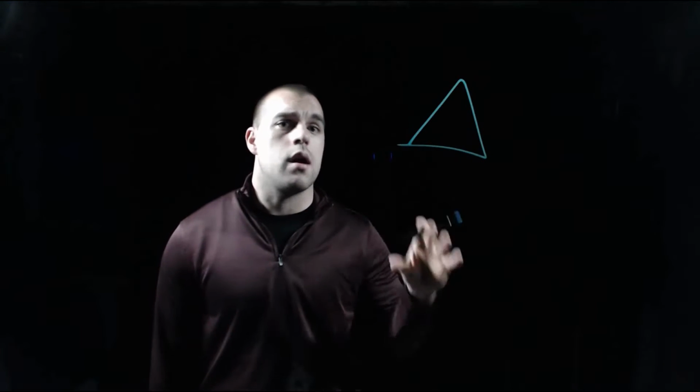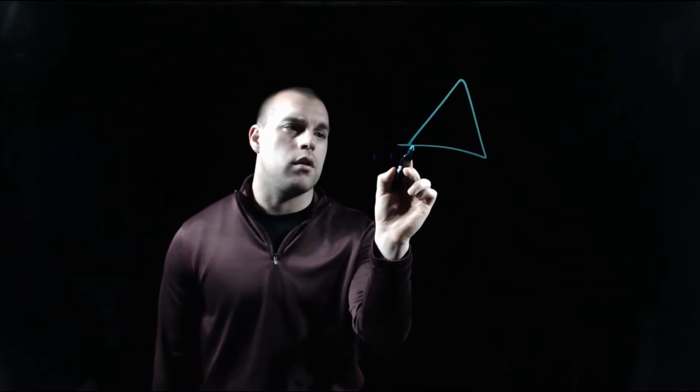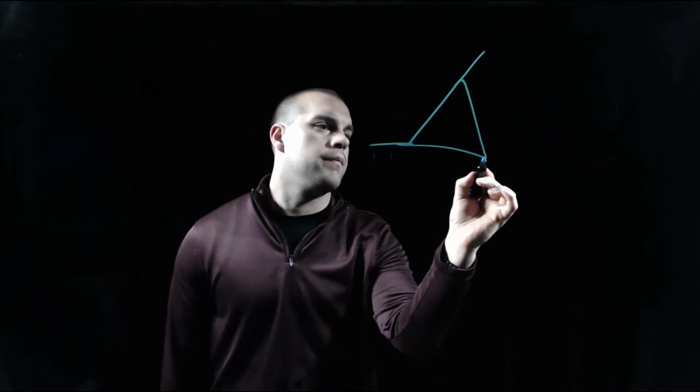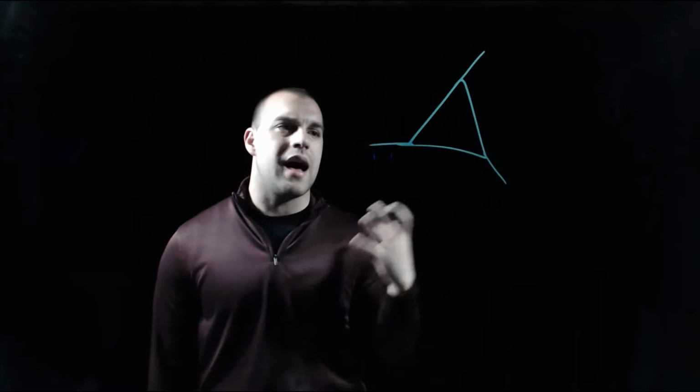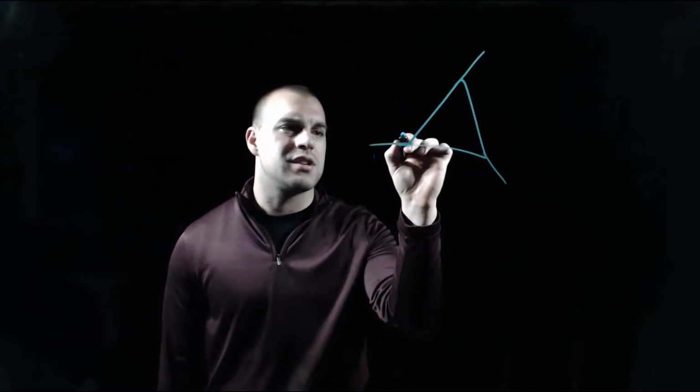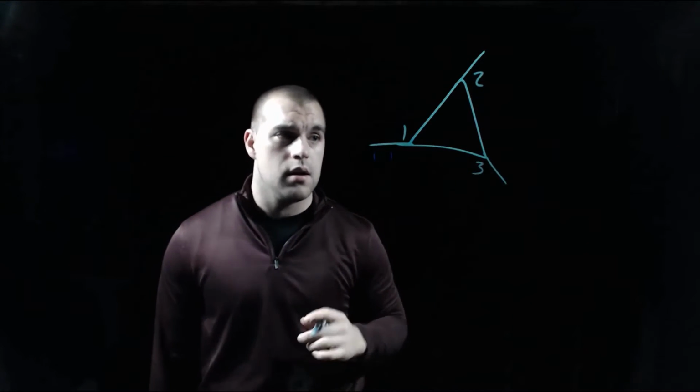So here we've got this triangle, and we know that the angles inside of a triangle have to add up to 180 degrees. But what I want to do is take the sides of my triangle and extend them out further. Now what happens is we create angles on the outside of our figure, and I'm going to give those angles names. Let's call this angle 1, this will be angle 2, and this one down here will be angle 3.